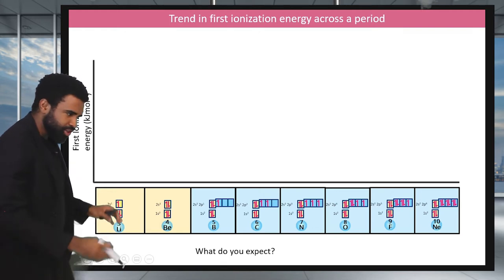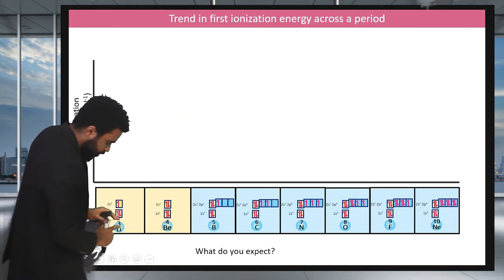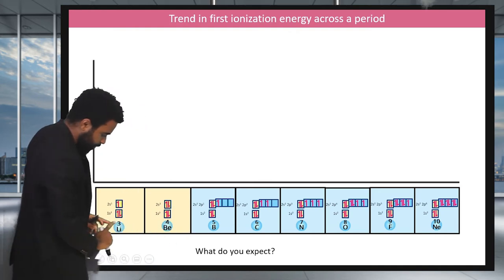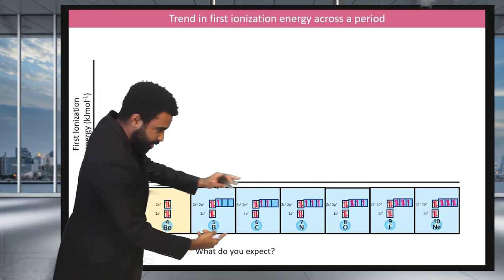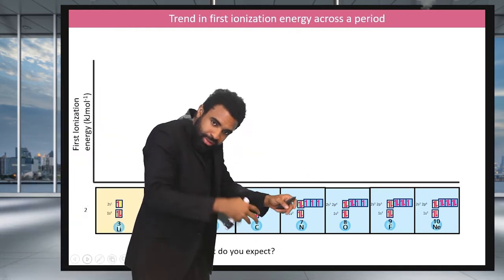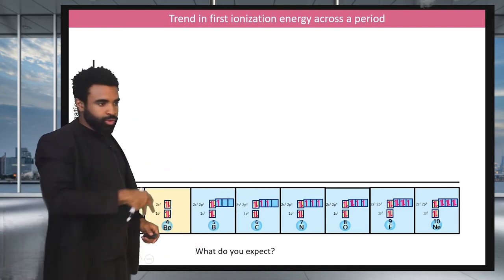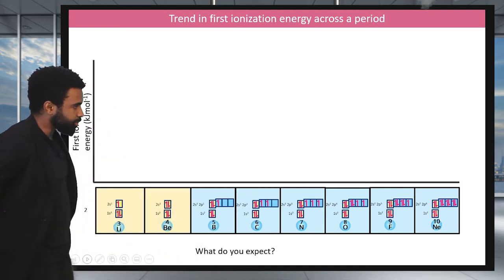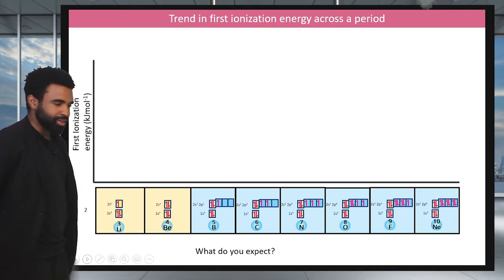Well, you should be thinking it should get harder, right? Because we're increasing the nuclear charge. We go here from 3 to 4 to 5. And therefore, these electrons should be pulled more closely and therefore be harder to pull off. Let's see if that prediction holds.